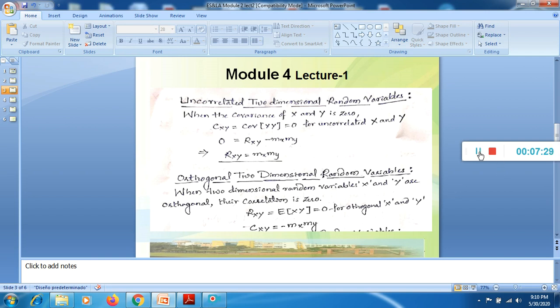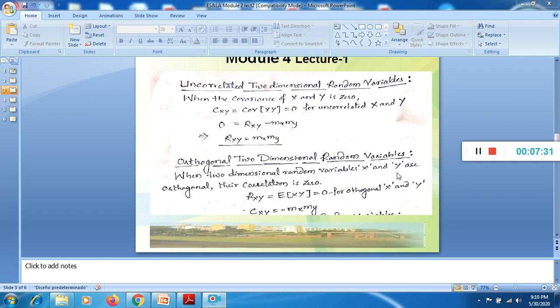So when two random variables are orthogonal to each other, then their correlation is always 0. The correlation r of xy is equal to e of xy, that is 0. So this implies that as their correlation is 0, r of xy is 0.